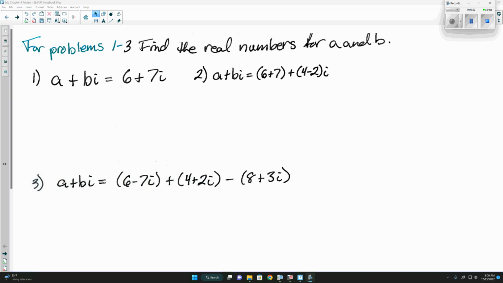When we look at both of these here, really you're just solving the one side and seeing what matches up, where A is going to be the real part and B is going to be the number in front of i. So if we look at number 1, well, A is 6 and B is 7. That's it.